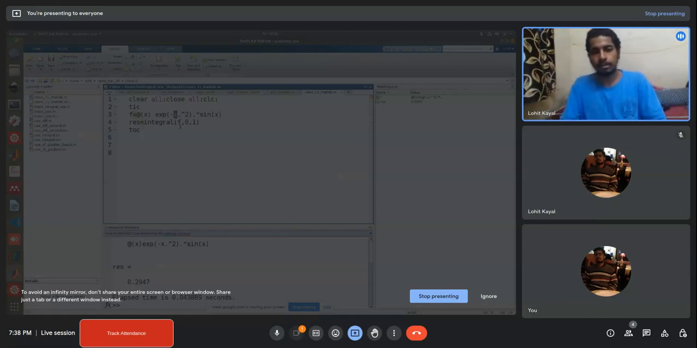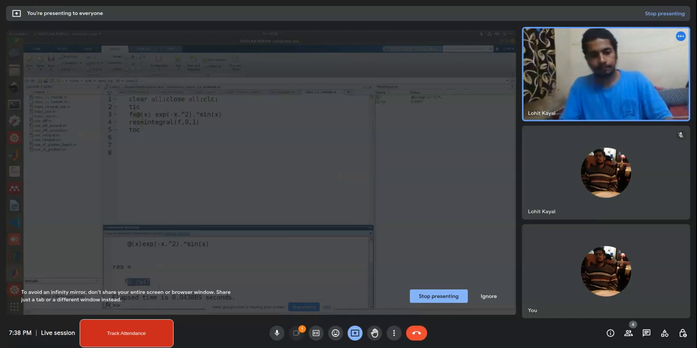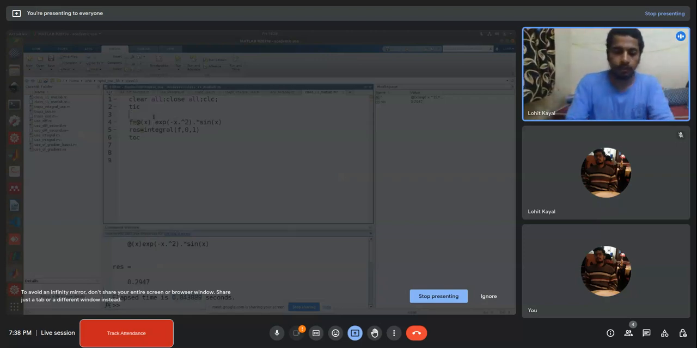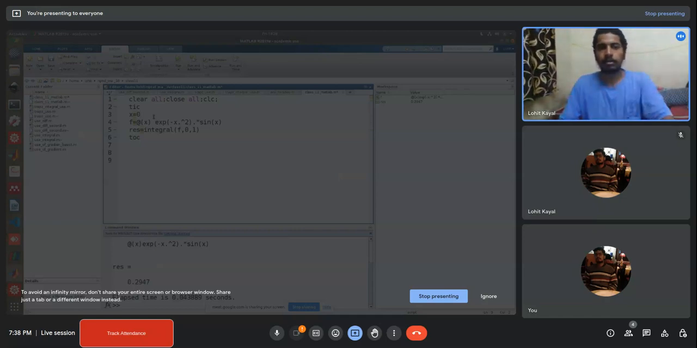So here, for using integral, the result is 0.2947. Okay, and the time required is 0.043889 for this code. Now for data points, okay, so let me use the data points. So 0 to, it goes again, just a moment.